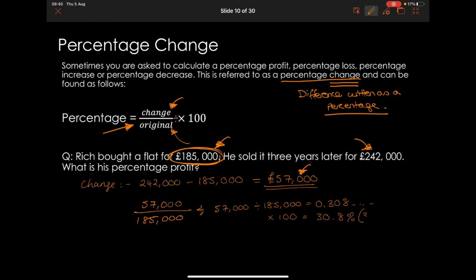I'm going to round that to 3 significant figures because there was more numbers here. Okay, so all you have to do is find the difference and then we write it over the original amount, and that line is classed as divide. So we divide them, and then once we've got our answer, we times it by 100 to give it to us as a percentage.